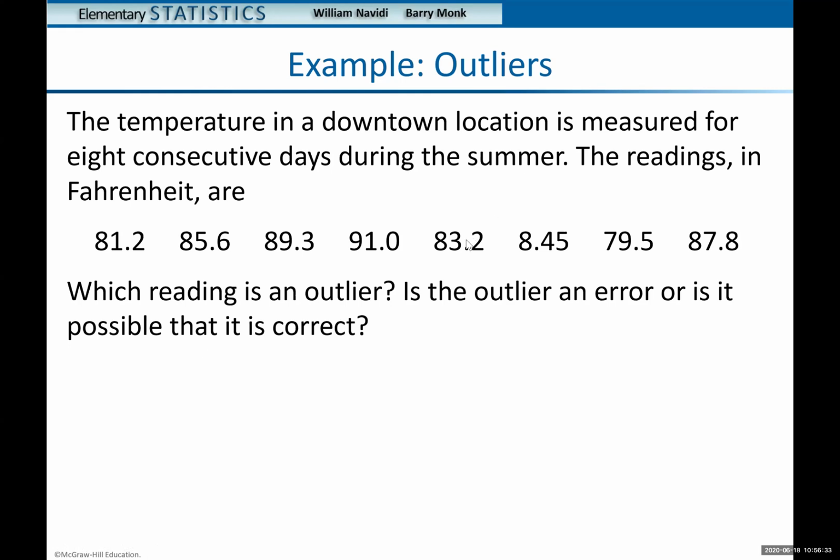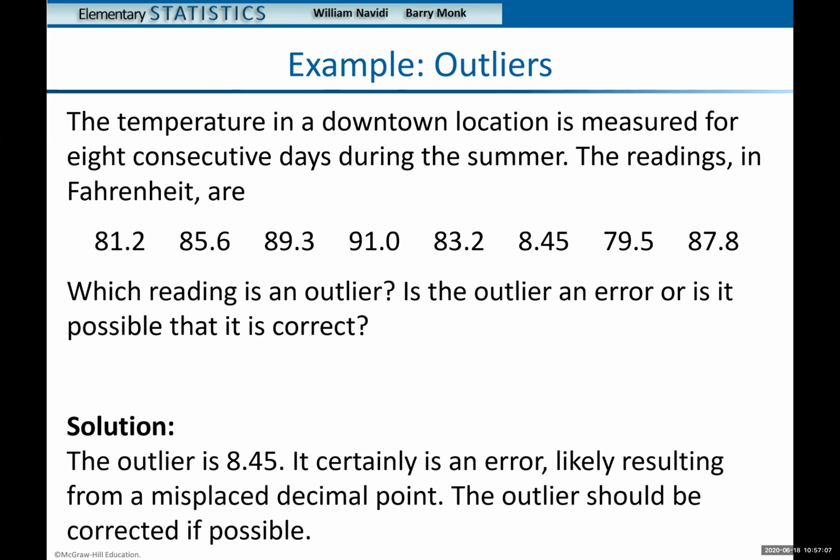All right, so the temperature given here is measured for 8 consecutive days during the summer. So the readings in Fahrenheit are 81.2, 85.6, 89.3, 91, 82.2, 84.45, 79.5, and 87.8, which is an outlier here. 8.45. Definitely is an 8.45, and definitely it is an error, right? Because there's no 8.45 during the summer.